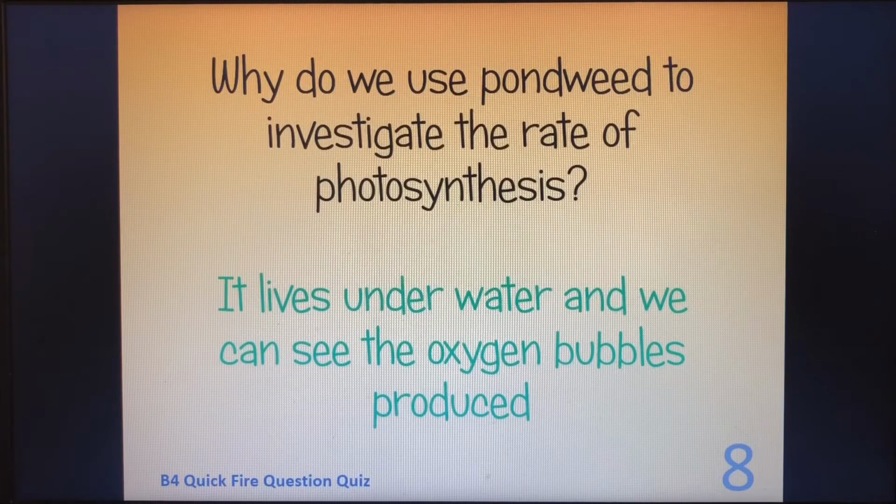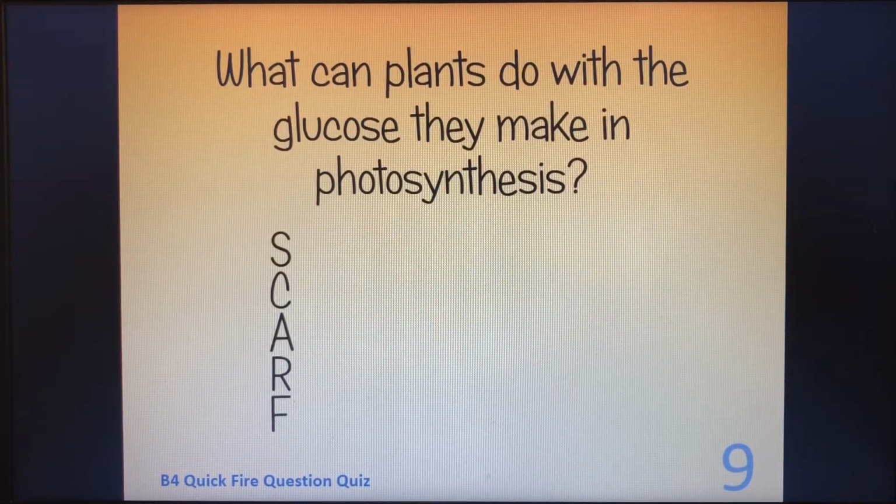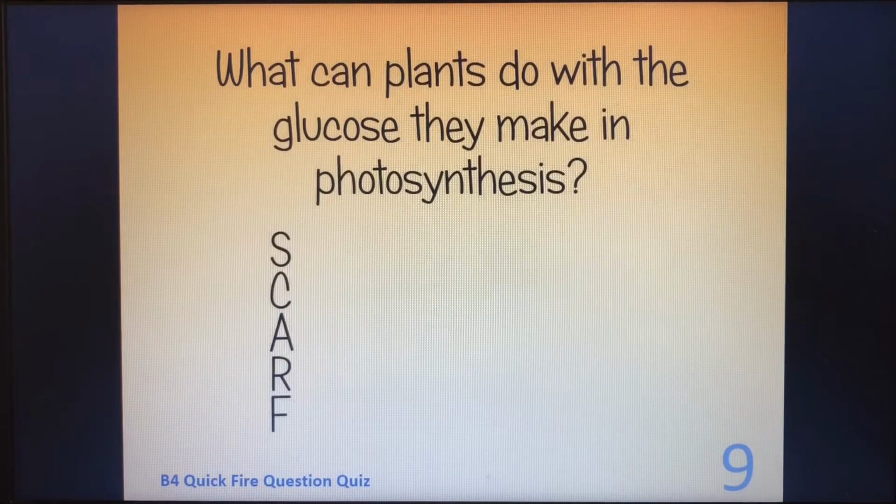Okay. Question 9. What can plants do with the glucose they make in photosynthesis? Now you'll remember that I came up with this way of remembering it, which is SCARF. The examiner will not know what SCARF is. You cannot just say SCARF. But SCARF is your helpful reminder in what each of those 5 uses of the glucose are.